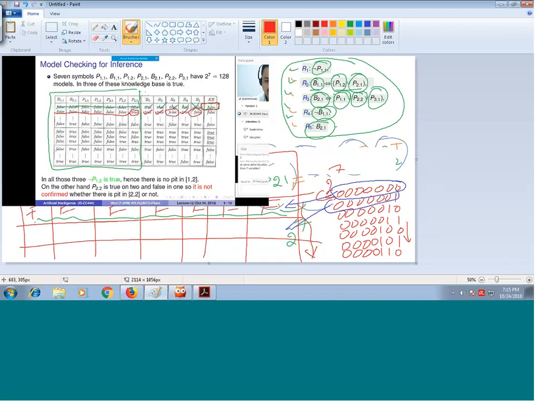So all these statements, R1 to R5, should be true because it's my database, it's my knowledge base. They cannot be false. Therefore, if any statement is false, I say that the knowledge base is not accepting this assignment. It's not true.